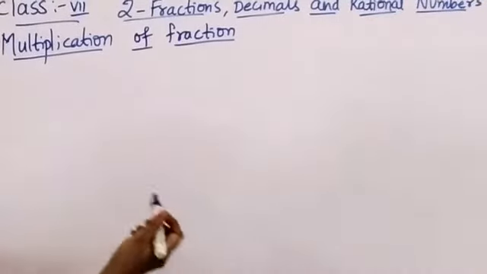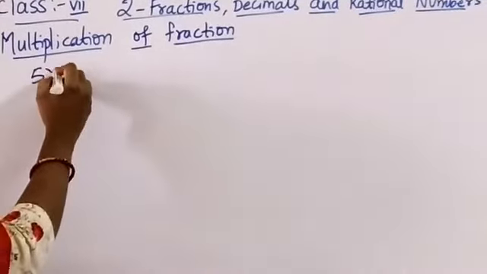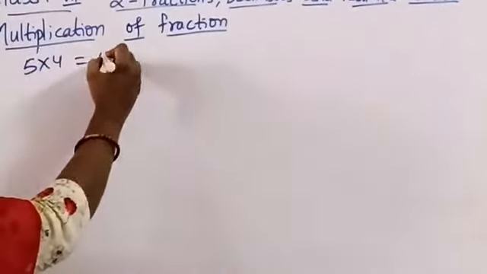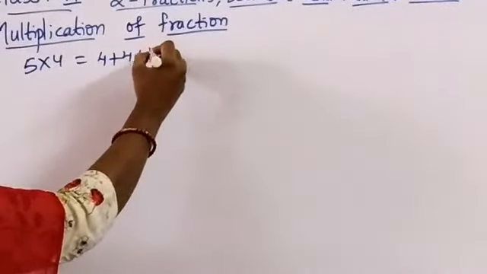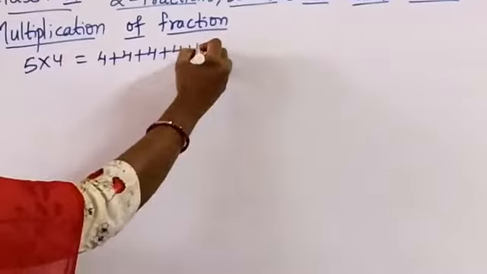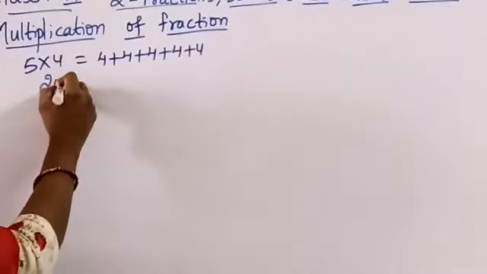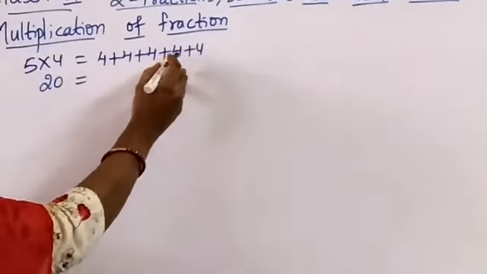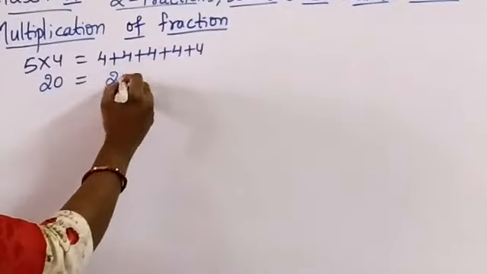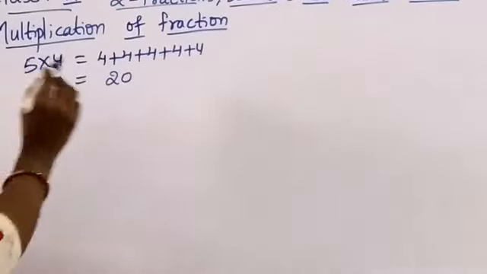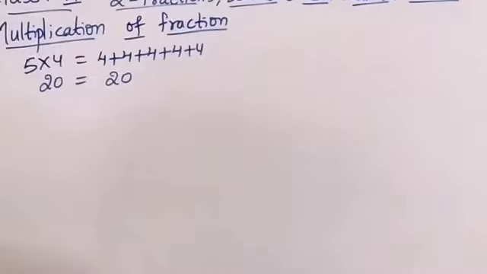Multiplication means repeated addition, that you people know. So 5 into 4 means you add 4 five times, right? 4 plus 4 plus 4 plus 4 plus 4. So 5 4s are 20. Here 4 plus 4 plus 4 plus 4 plus 4 is 20. Right? Multiplication is nothing but repeated addition.